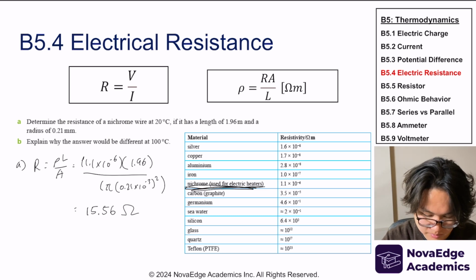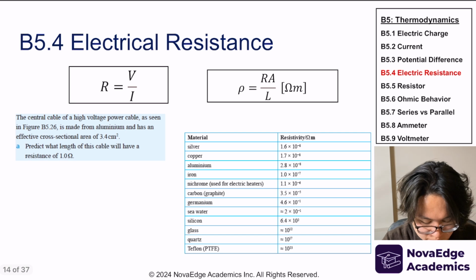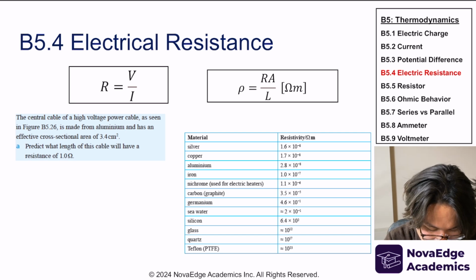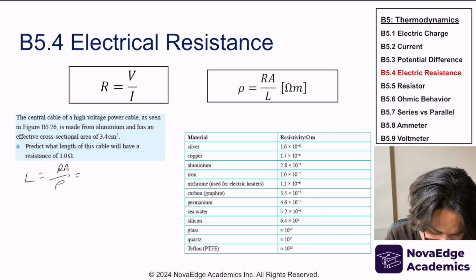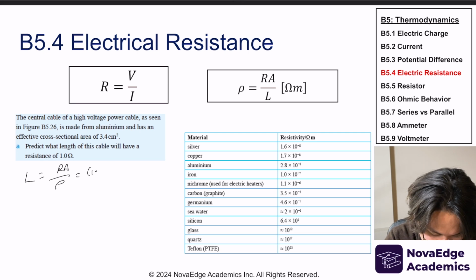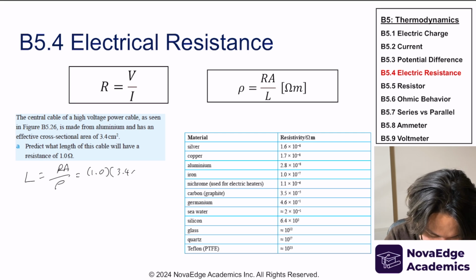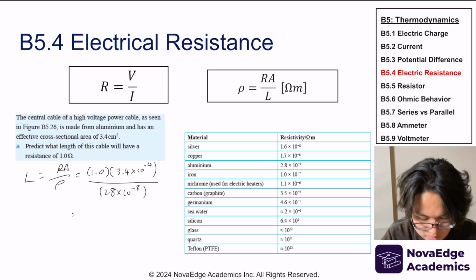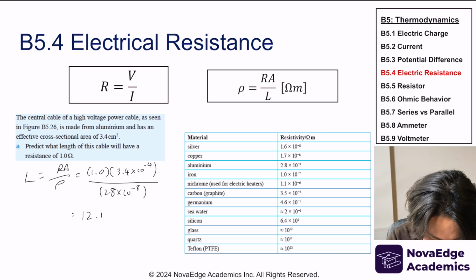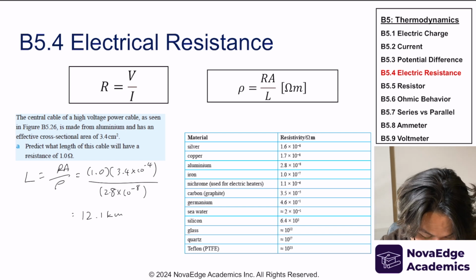Okay, so pause the video and give this one a try. Okay, so now we're trying to predict the length, so we isolate the length. That's 1.0, 3.4 times 10 to the power of negative 4. Resistivity of aluminum is this, okay? 12.1 kilometer, which is quite long, okay?